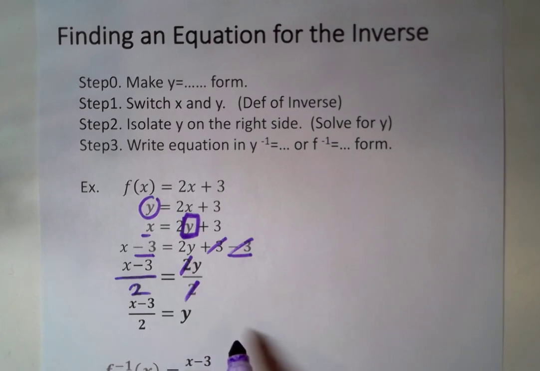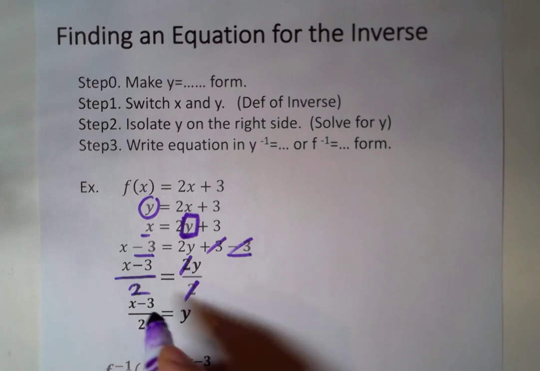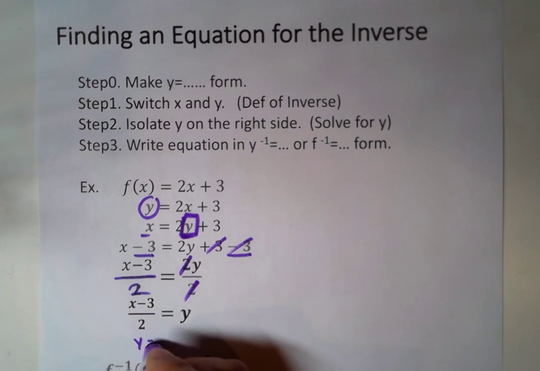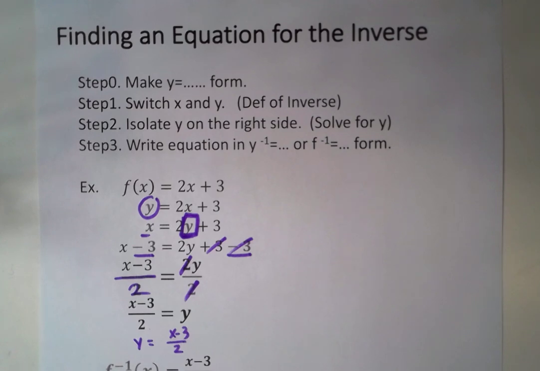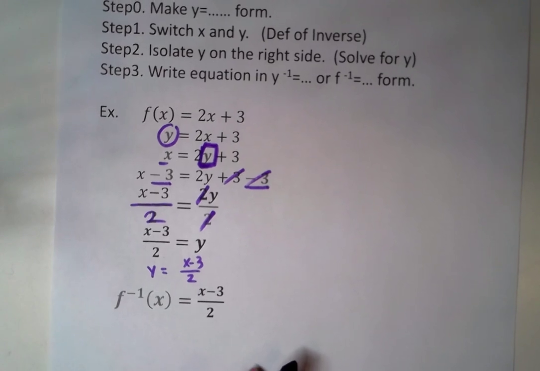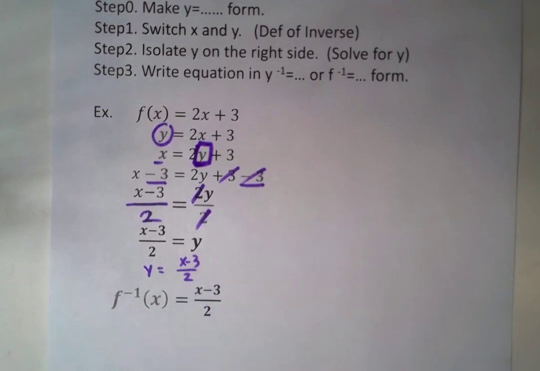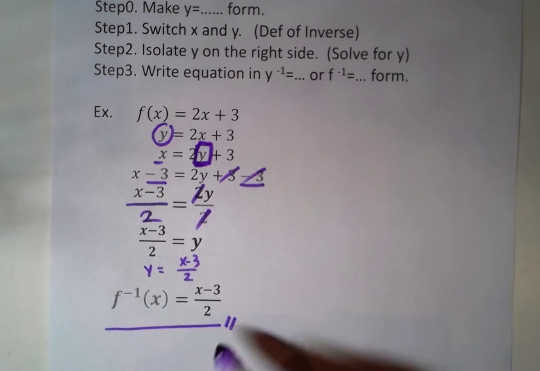You can't. Right? And then how do we write it? We write y on the left side, right? So you can do y equals x minus 3 over 2. And after that, once you want to change it to the f of x form, then you can write f inverse of x, right? That is x minus 3 over 2. Then you get your answer.